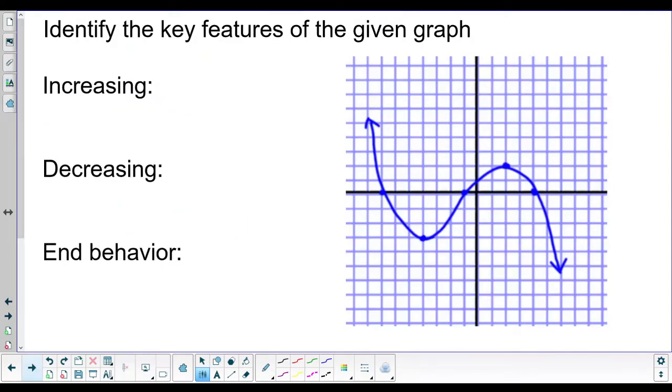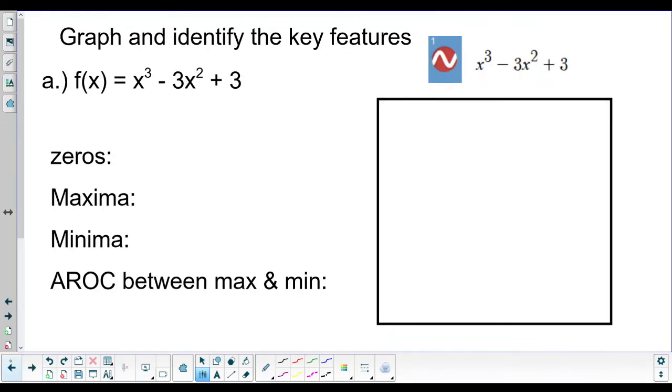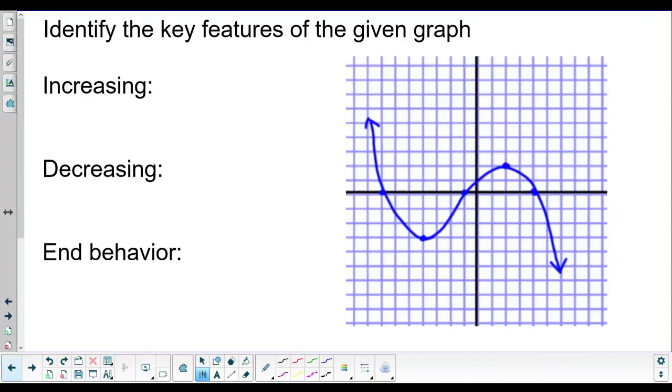All right, let's do increasing, decreasing, and end behavior. You're going to love this. Then we're going to look at 2 more graphs real quick and just look at some other stuff. So increasing, decreasing, end behavior. This can be tricky. All right. Let's start with end behavior because this looks the easiest.